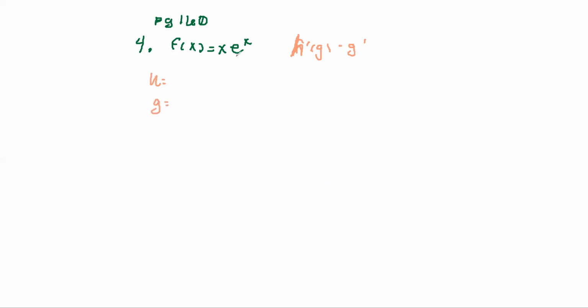Oh no, oh dear, there's no function within a function in this instance, because if I say that g is equal to e to the x and h is equal to x, they're not within one another, they're multiplied by one another. So in attempting to identify the functions within a function, I have revealed that it's not a chain rule problem. It's going to be a product rule problem because you're multiplying them.